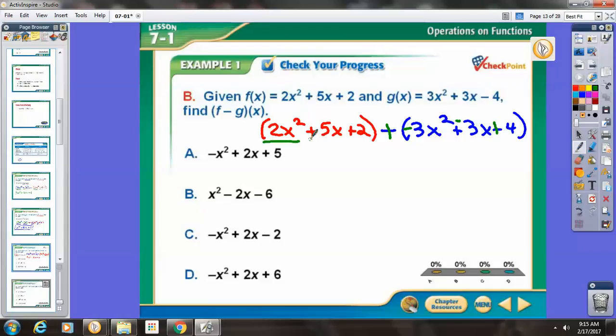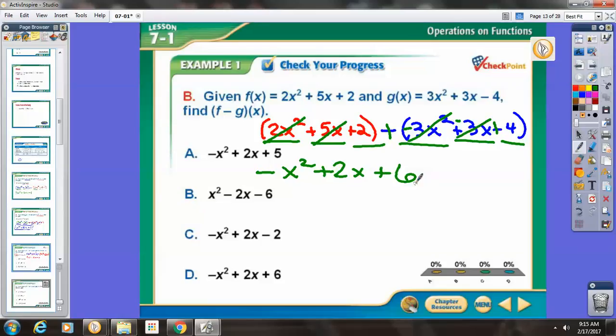So now add your like terms. 2x squared plus a negative 3x squared is negative 1x squared. 5x plus a negative 3x is 2x. And then 2 plus 4 is 6. How many of you got that answer? Good job. Okay, so are there any questions on adding or subtracting functions? So let's look at multiplication next.